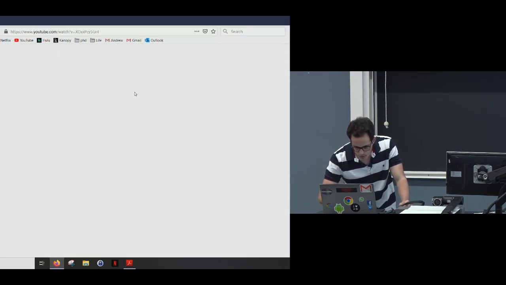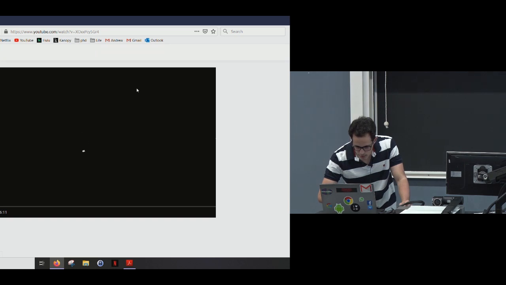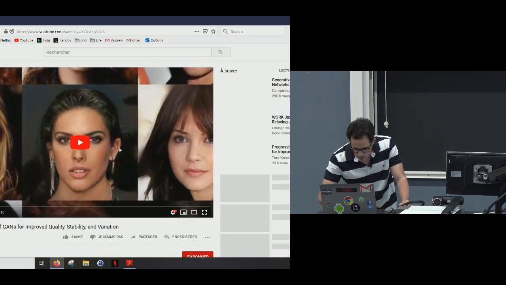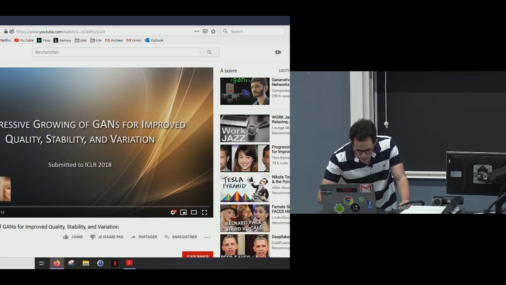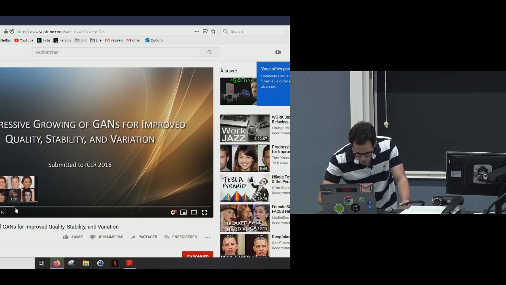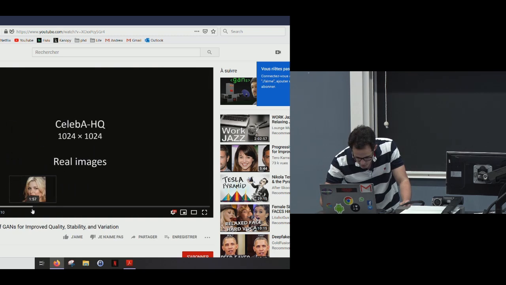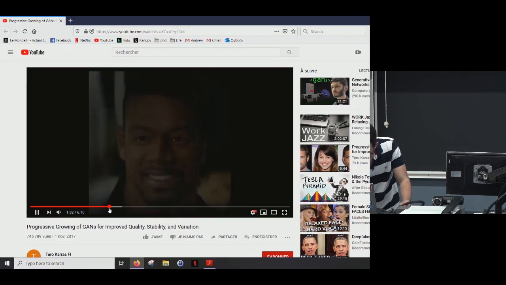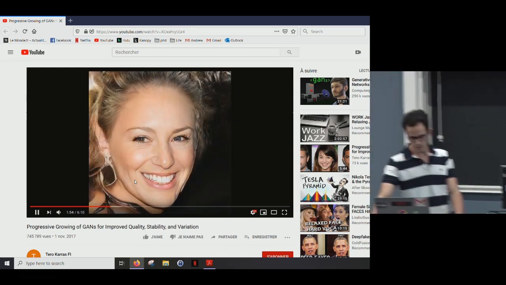Hold on. GANs. So that's a model that's trained on faces. And look at the things you can do.